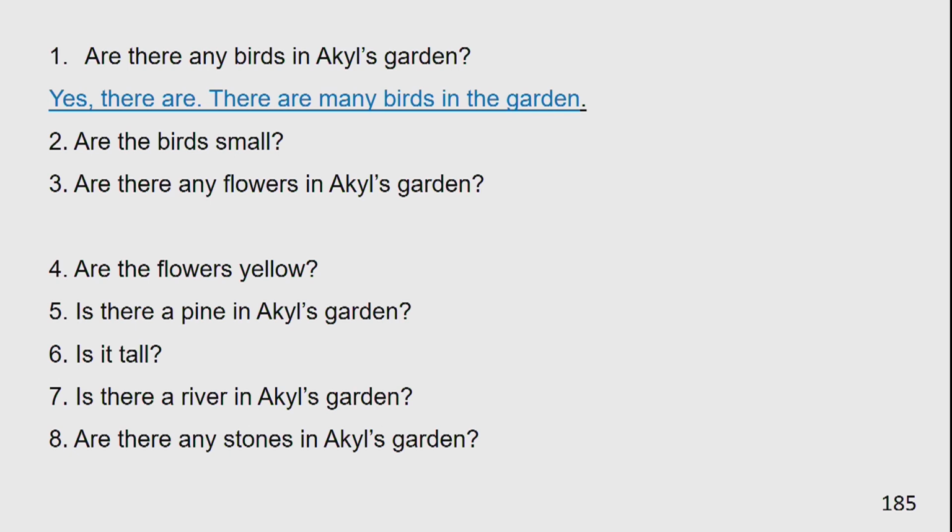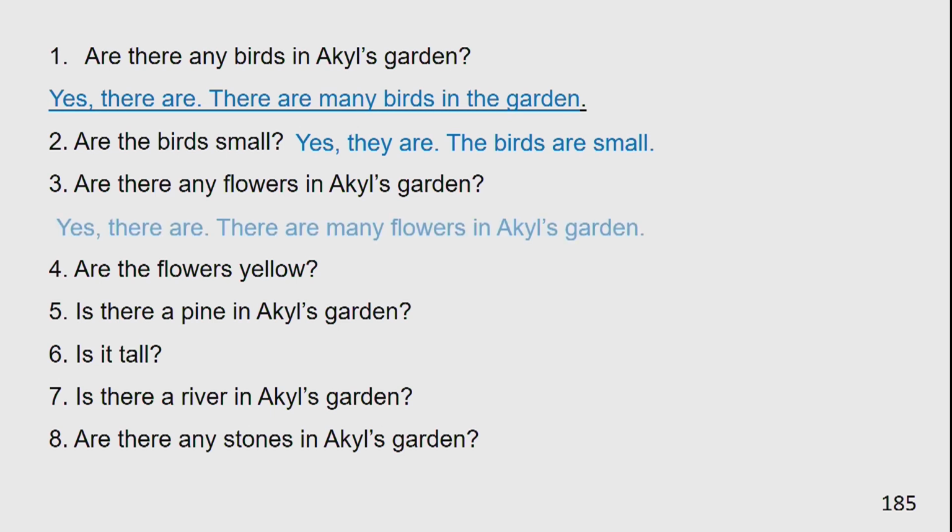Have you finished? Let's have a look at your answers. Question 2. You please. Are the birds small? Yes, they are. The birds are small. The next question. Are there any flowers in a closed garden? Yes, there are. There are many flowers in a closed garden.